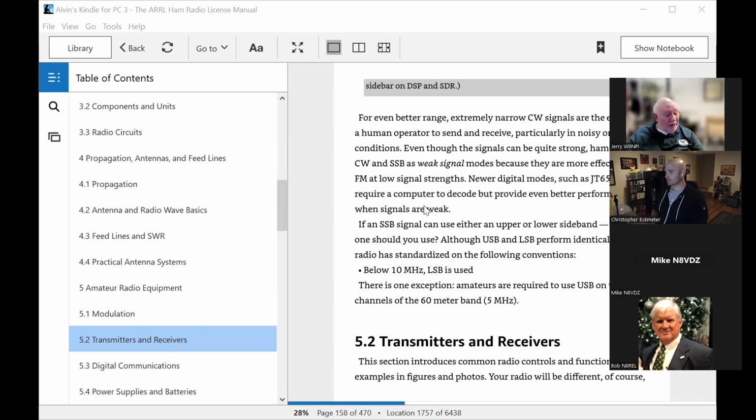But anyway, it's an extra bonus for us because we can use these things for our own communications because we have the license and because the FCC has given us the freedom to experiment. Okay.